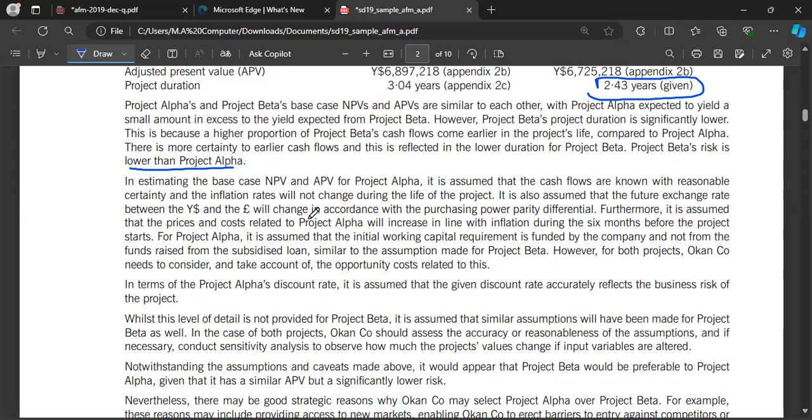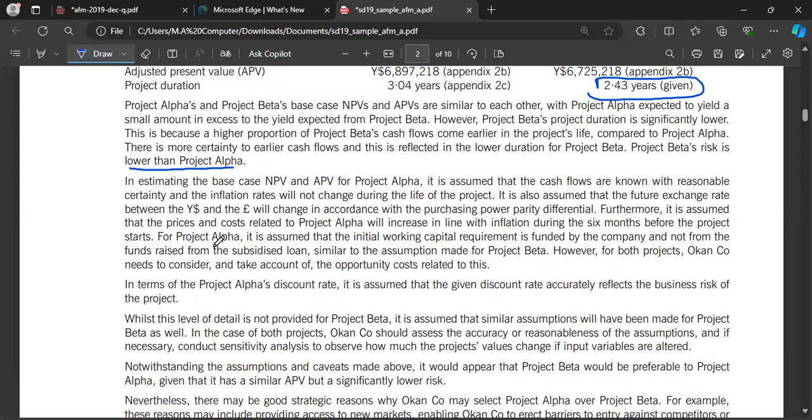Now, in estimating the base case NPV and APV for project alpha, it is assumed that the cash flows are known with reasonable certainty and the inflation rates will not change during the life. It is also assumed that the future exchange rate between the base currency and the pound will change according to purchasing power parity. Furthermore, it is assumed that the prices and costs relating to project alpha will increase in line with inflation during the 6 months before the project starts.